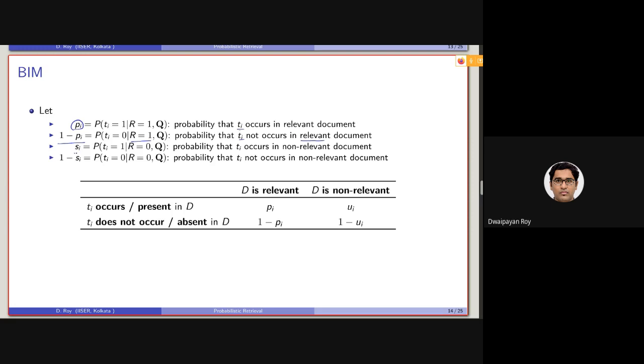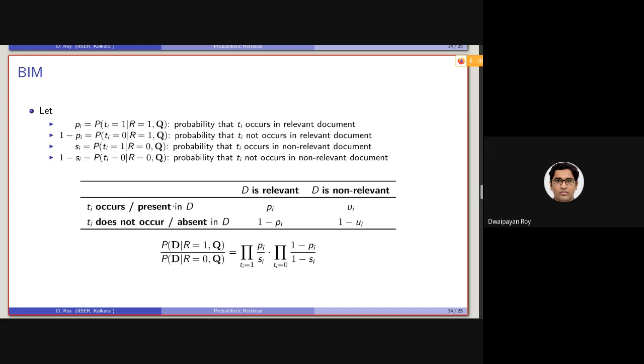Similarly, if we denote P(Ti equals 1, given R equals 0) as Si, where R equals 0 indicates a non-relevant document, so the probability that Ti occurs in a non-relevant document is Si, and the corresponding 1 minus Si will be the probability that Ti does not occur in a non-relevant document. This can be denoted like this. This is its confusion matrix, the same thing in a tabular way.